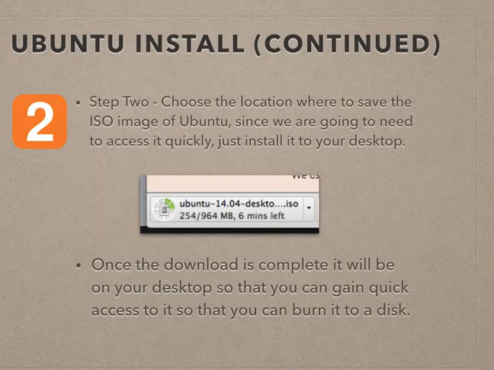Second step, you want to choose the location where to save the ISO. You can do it default and let it just go into the downloads, or the easiest place to do it is to place it on your desktop where you can grab it and get to it real easy.